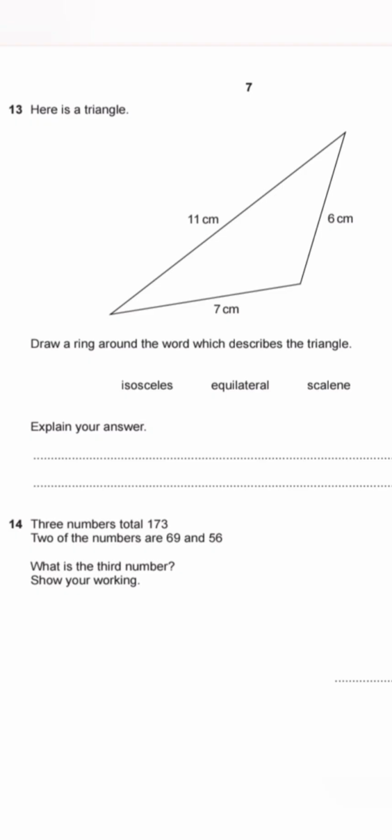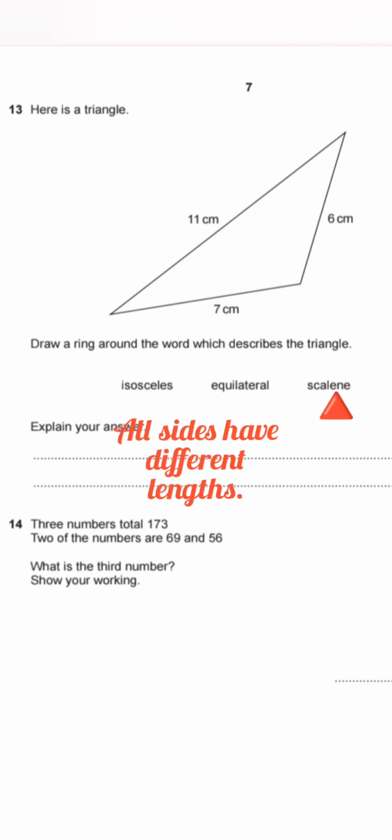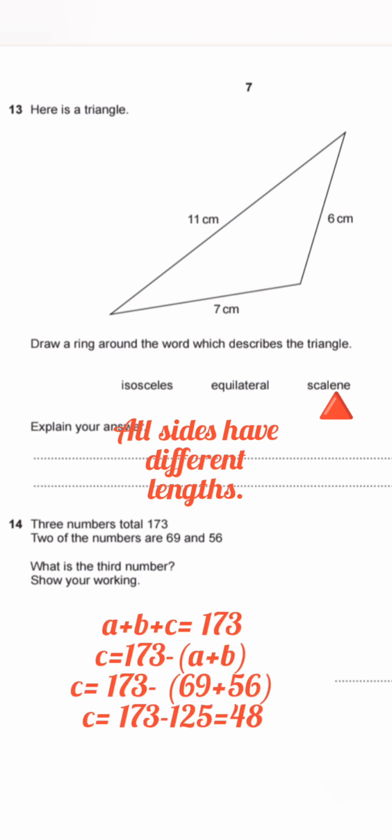Today, we're going to be answering some Cambridge progression test questions. The first question presents a triangle with different lengths, and we are told to choose what type of triangle it is. It's not an isosceles triangle, not an equilateral, it's a scalene triangle because all the sides have different lengths. That's a scalene triangle.